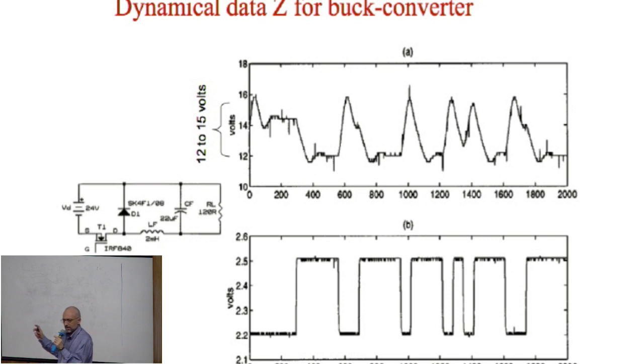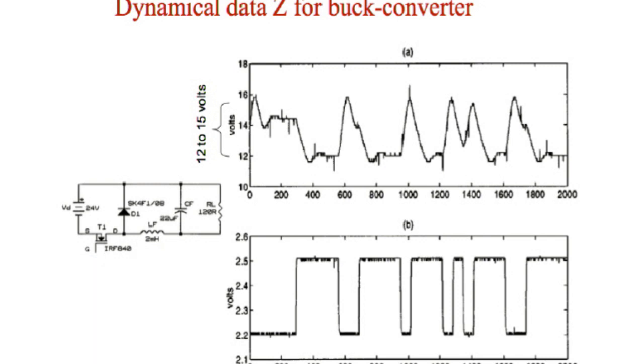So this system, which is nonlinear not only because of the switch, the MOSFET, but also because of the diode, has been excited or driven around 12 to 15 volts. Of course, this can be driven anywhere between 0 and 24 volts. So we just have a small window of information from 12 to 15. Okay?